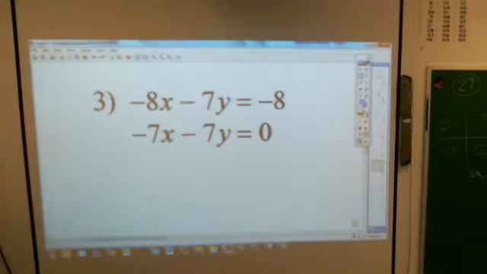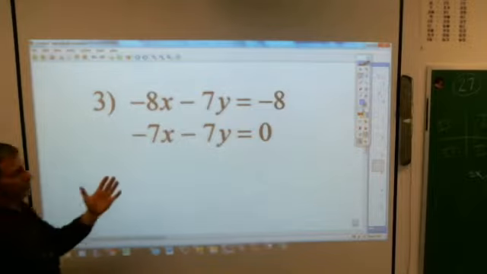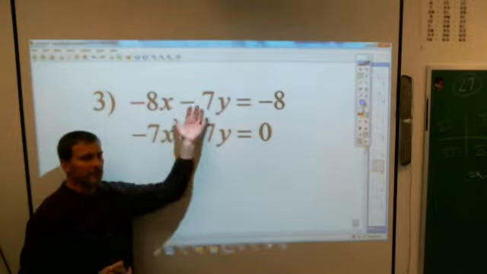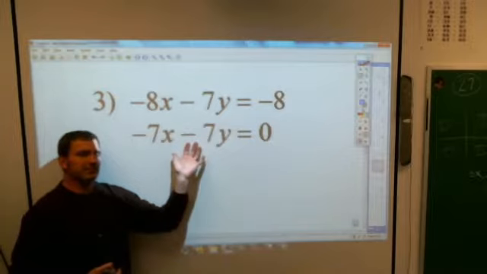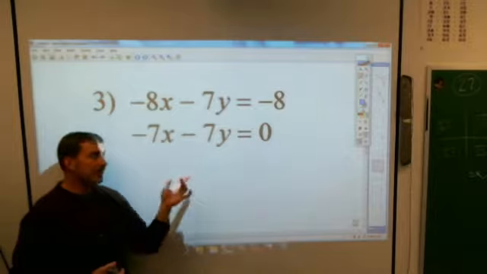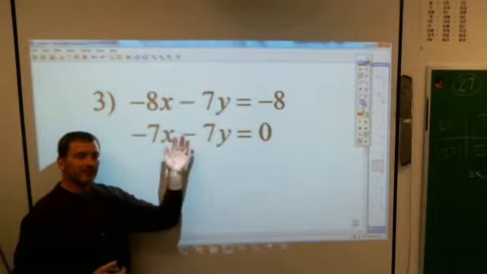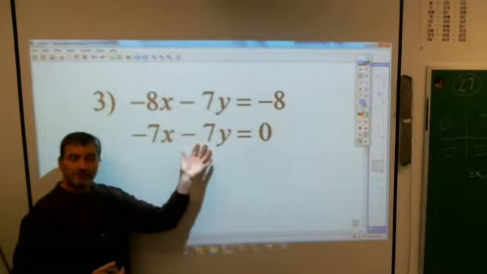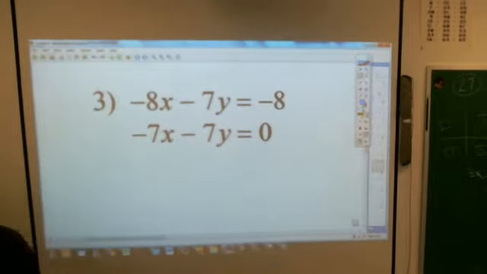But, ladies and gentlemen, if this happens, you have to manipulate one of the equations, or maybe both of them, so that it does cross off. In other words, this looks promising because they're both 7s, but the problem is, when I add them together, they're not opposites. What would this bottom one have to be in order for it to cross off? Kate says a positive 7. Kate, what would I do to it to make it a positive 7?